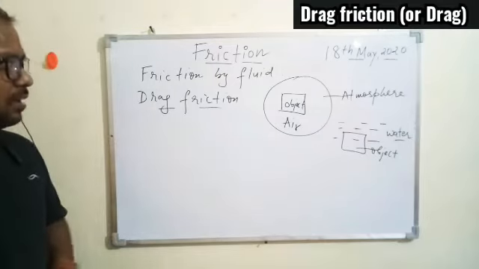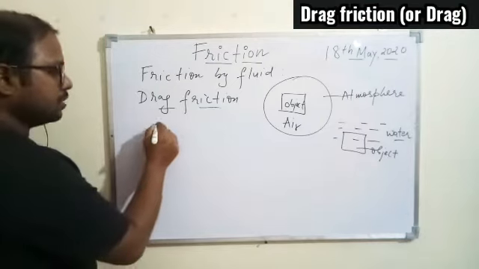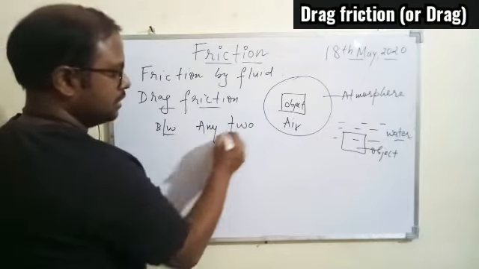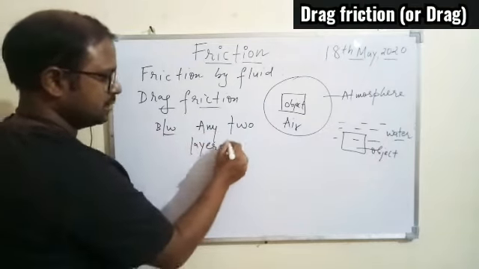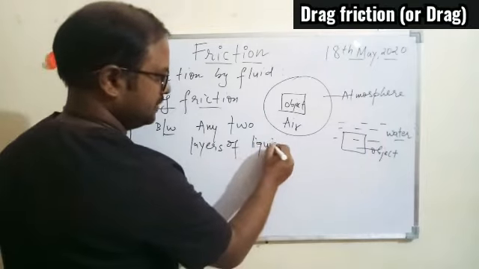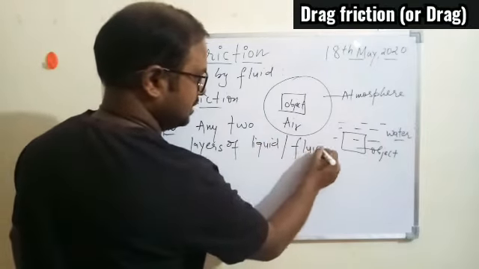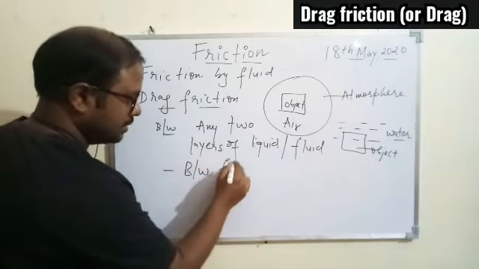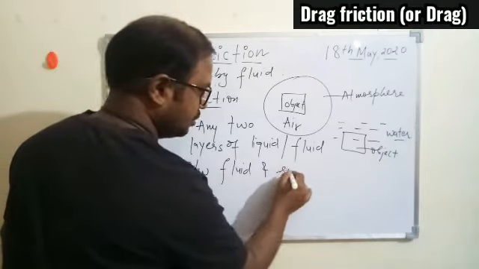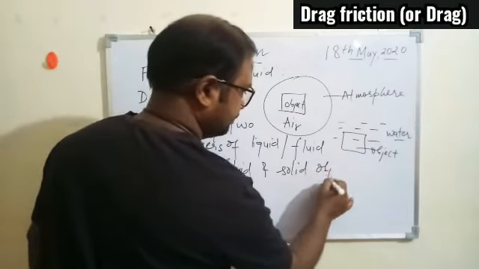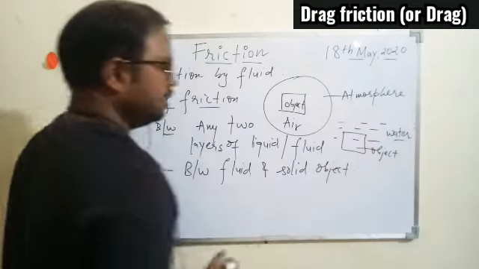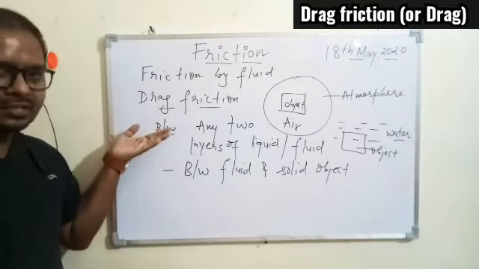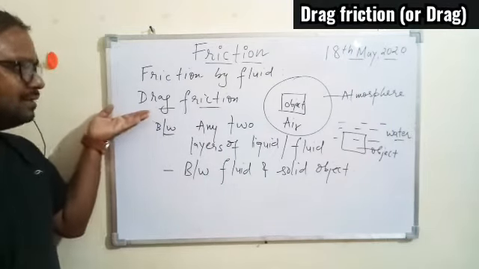The name is given, and this friction can take place between any two layers of liquid or fluid, or it can take place between a fluid and a solid object. So the fluid can also give friction, and that friction is given the name drag.